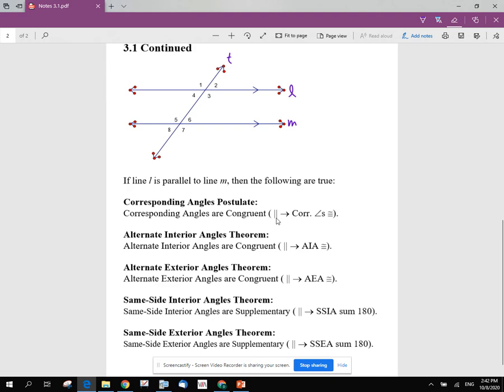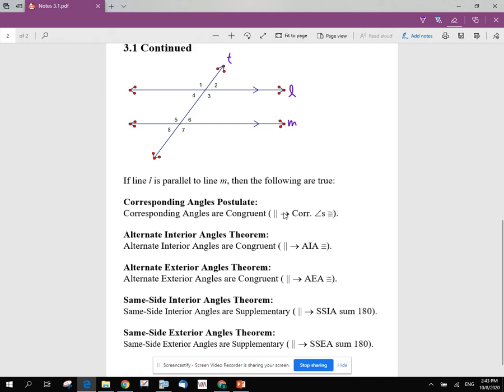This says parallel lines implies. Remember that from chapter 2, if-then, that's the implies, like if A then B could be written with an arrow, A arrow B, which means A implies B. That's what this arrow is. It's implies. Parallel lines implies that corresponding angles are congruent.